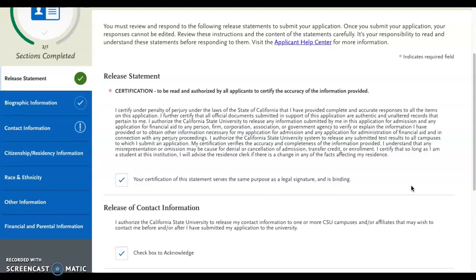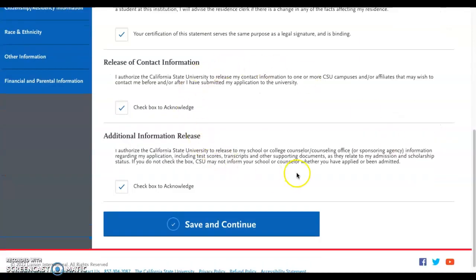is accurate. These 2 statements here, make sure to read them, but basically by acknowledging you are authorizing your information to be shared among CSU campuses and their affiliates. So we recommend acknowledging it.